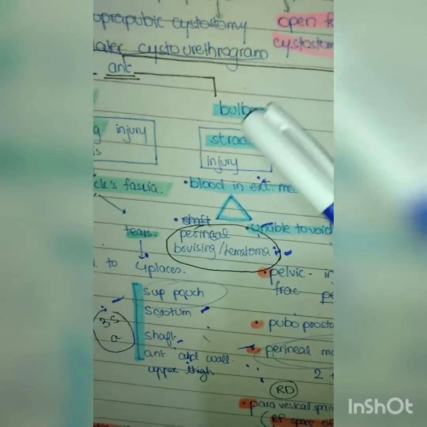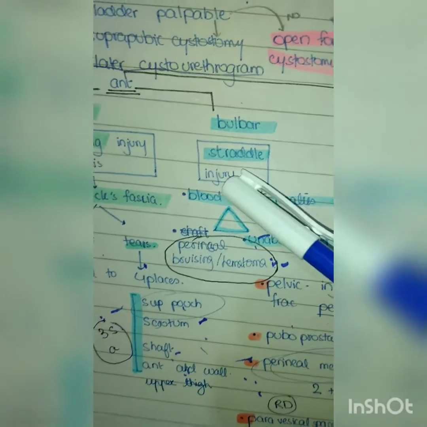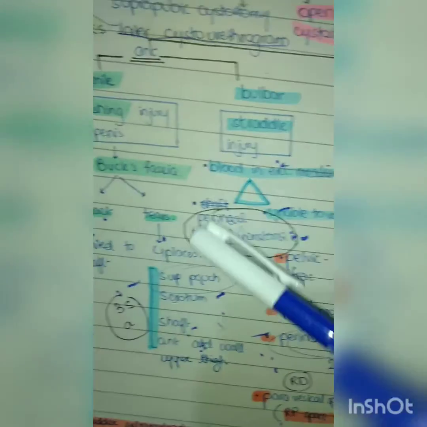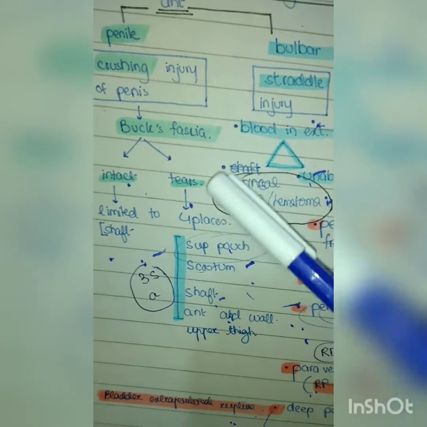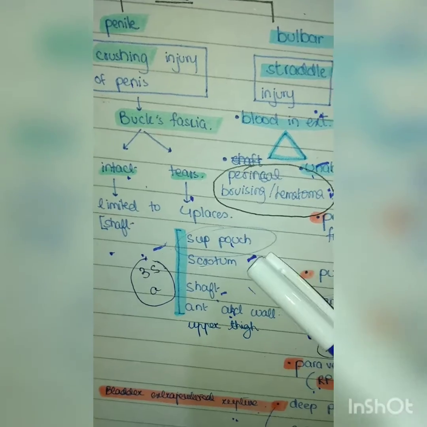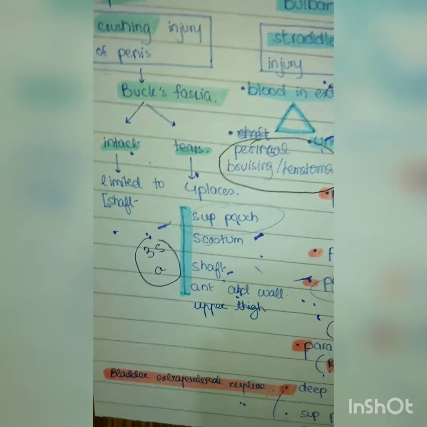So what would happen when this triad is present, a straddle injury is present, and the bulbar urethra has been injured? The urine would accumulate in the same four places as in the case of a ruptured Buck's fascia: superficial perineal pouch, scrotum, shaft, and the anterior abdominal wall and the upper thigh.